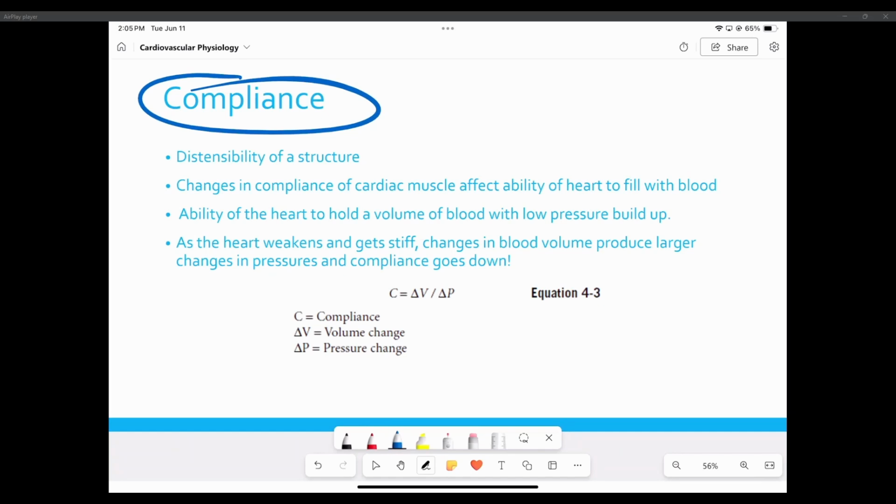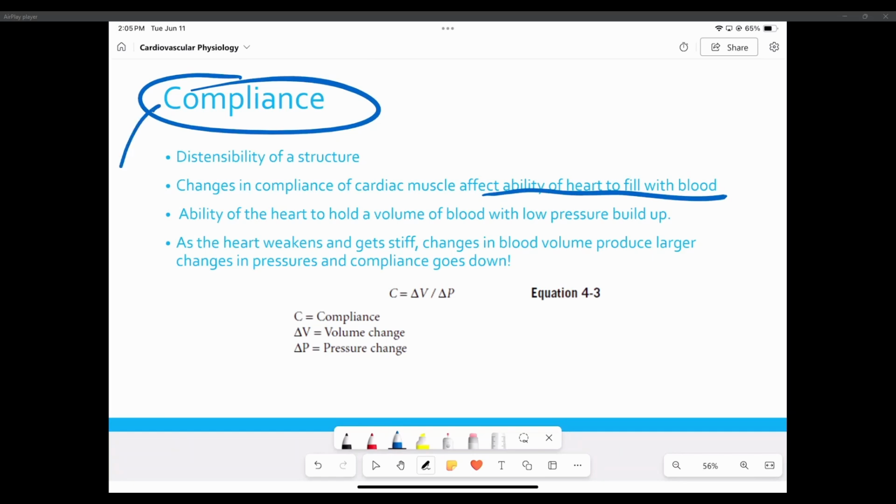Changes in compliance of cardiac muscle affect the ability of the heart to fill with blood. That's the compliance. Your heart should be like a water balloon. It should accept all that blood. The chamber size gets bigger. If you had a very stiff water balloon that would not expand when you put water in there, because it can't expand, the pressure builds up and it's going to squirt out the top. We want a compliant vessel, chamber.